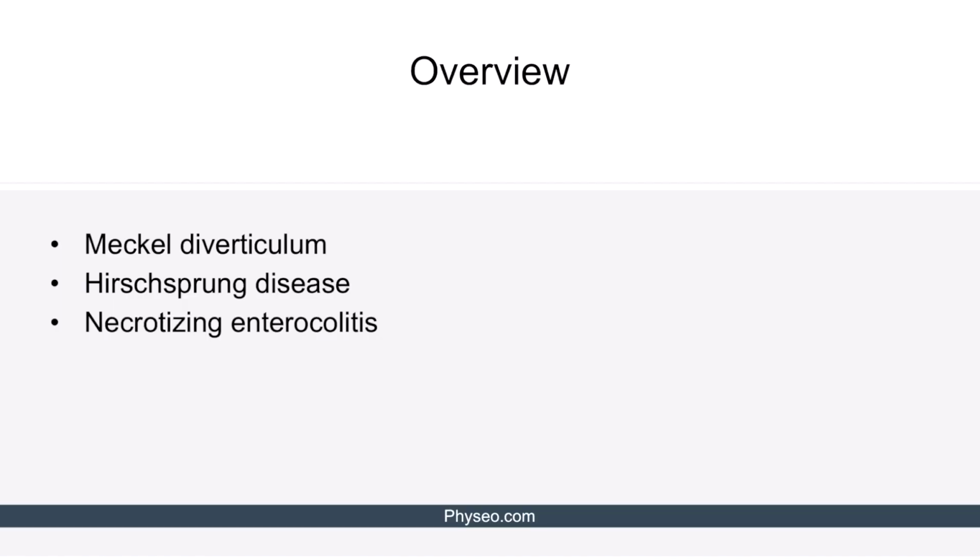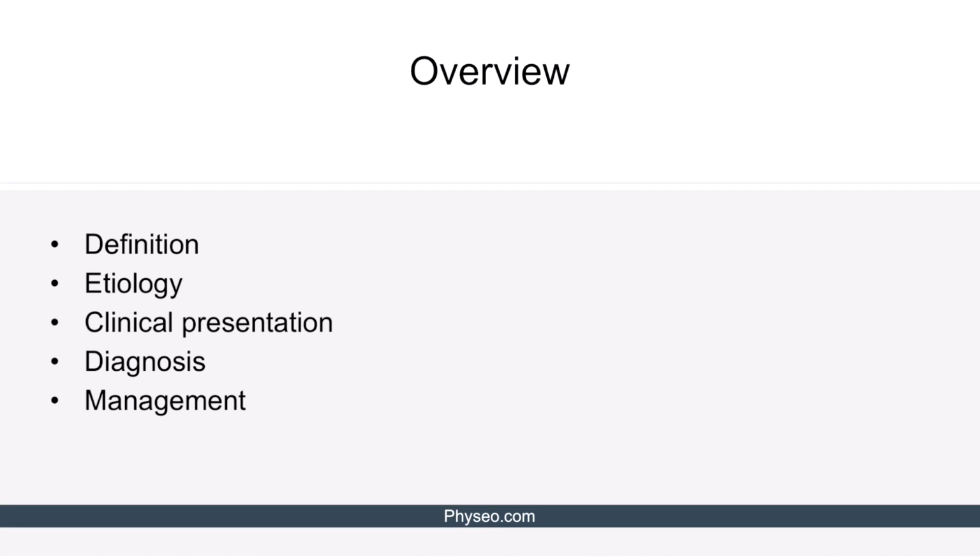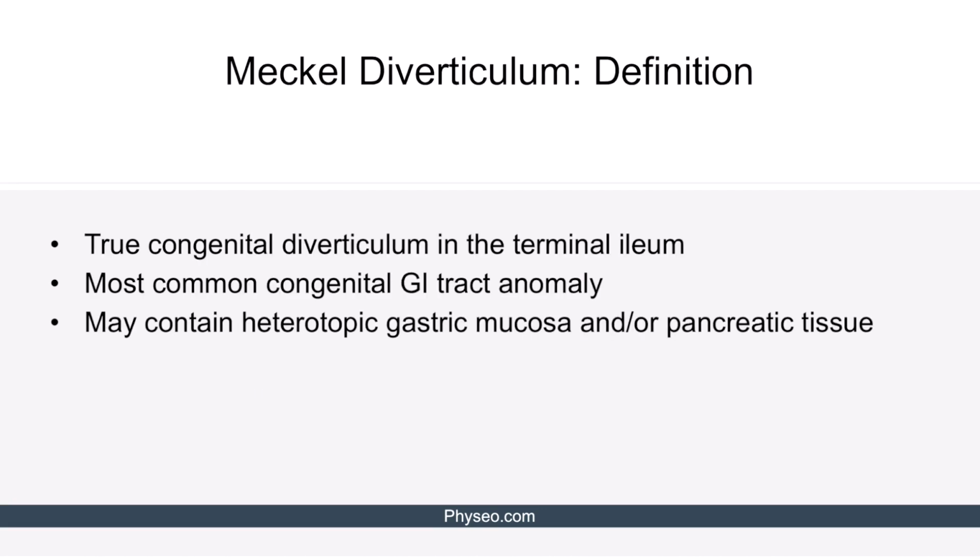Let's begin. In this lecture, we will cover Meckel diverticulum, Hirschsprung disease, and necrotizing enterocolitis. Here is an overview slide of the topics we are going to discuss for Meckel diverticulum. A Meckel diverticulum is a true congenital diverticulum in the terminal ileum. A true diverticulum means that it contains all the layers of the GI wall: mucosa, submucosa, muscularis propria, and serosa.